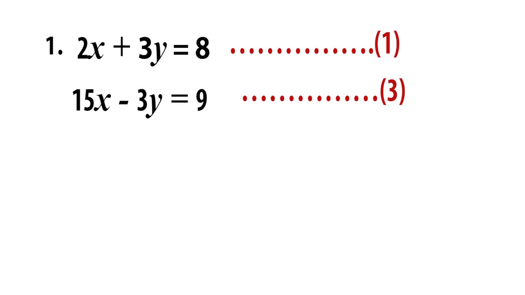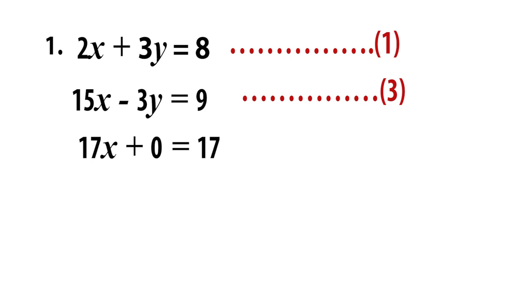Now we have the same coefficient, but different signs. But this is good for us. What we have to do is to add equation 1 and equation 3 so that y will be eliminated. So we have equation 1, which is 2x plus 3y is equal to 8, and then 15x minus 3y is equal to 9, equation 3. So equation 1 plus equation 3 will give us 17x plus 0 is equal to 17.